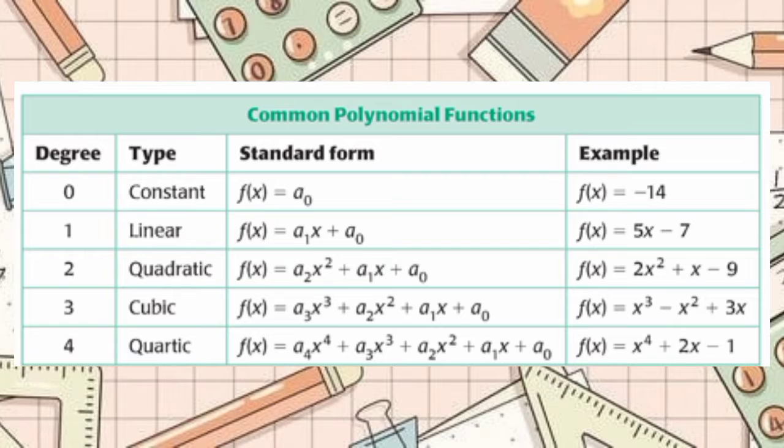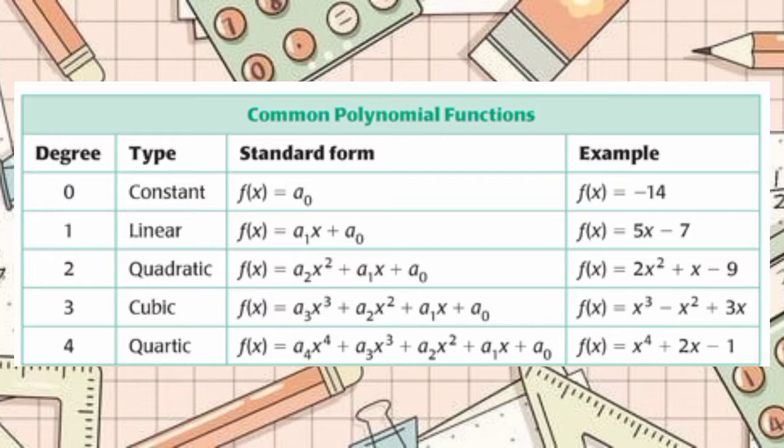The type of polynomial function is constant if the degree is 0. For example, f(x) equals negative 14. The type of polynomial function is linear if the degree is 1. For example, f(x) equals 5x minus 7. The type of polynomial function is quadratic if the degree is 2. For example, f(x) equals 2x squared plus x minus 9.